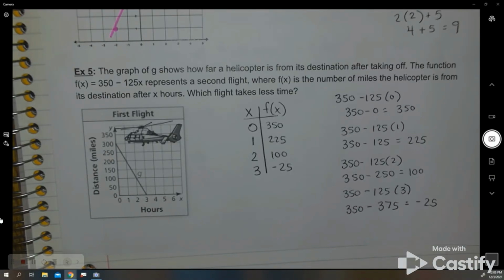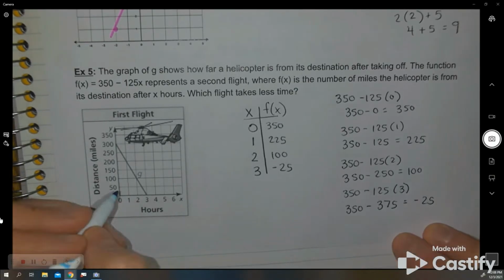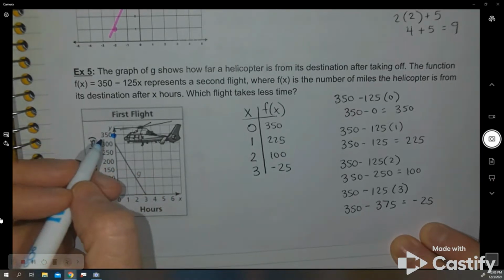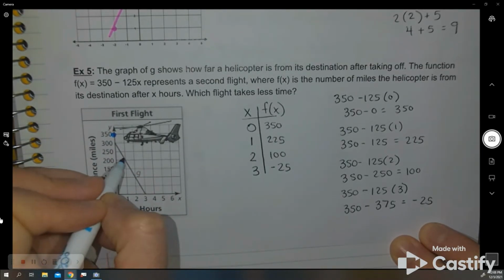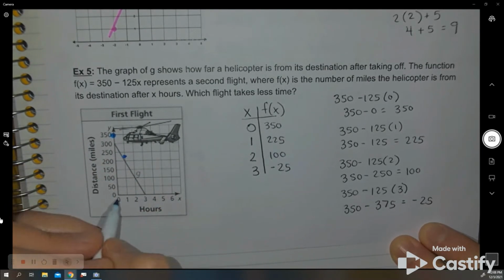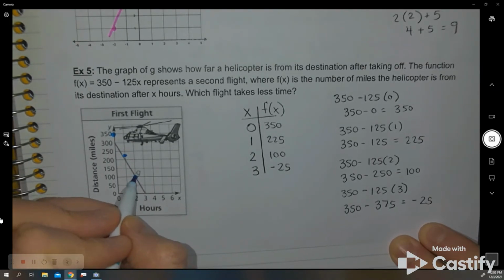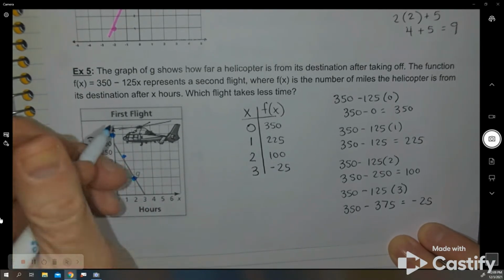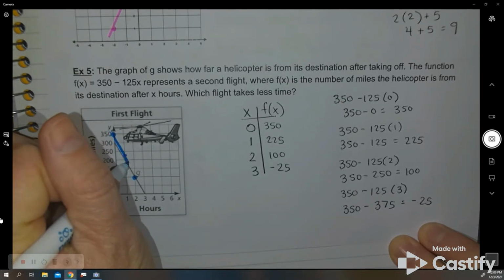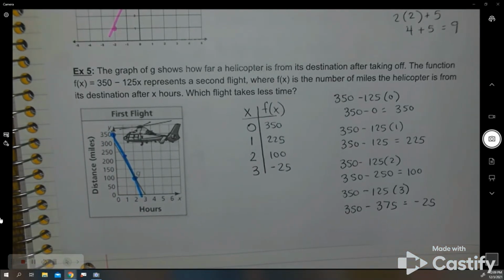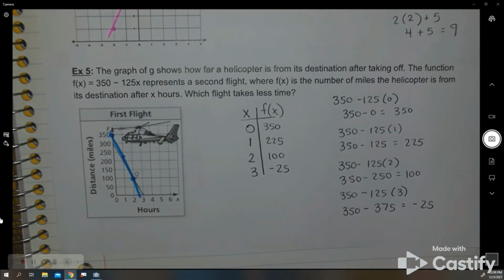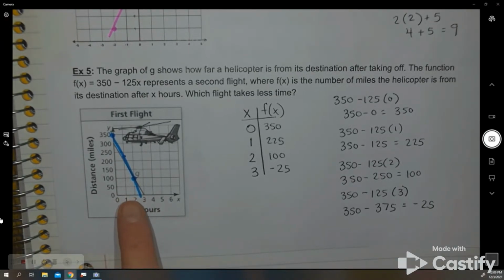All right, so we're going to plot these points on our graph. So we have 0, 350, and then we have 1 and 225, so about halfway, there we go. We have 2 and 100, but then at 3, we would be down here underneath, right? So connect these here, kind of like that. And it says, which flight takes less time? So if we're talking about hours, it takes less time for flight B, that f of x, for this, because they get down to the ground before that function G does.